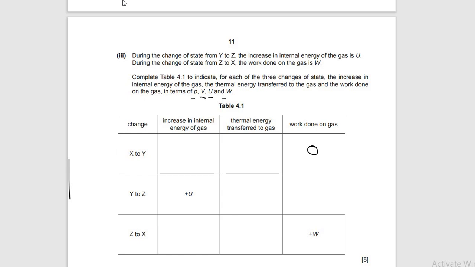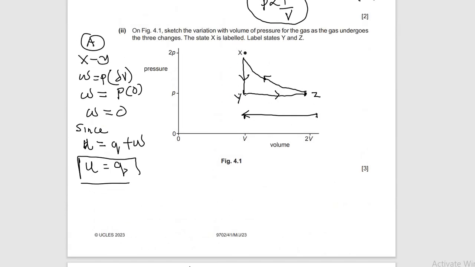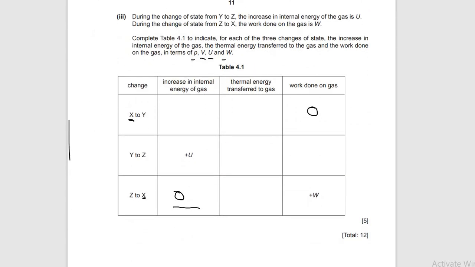Now, Z to X, this point is very important. It's the key to this question. Under increase in internal energy, Z to X means it's just like X back to what? X. So this Z to X, the increase in internal energy is supposed to be 0. It's a loop from X to X. It's just like going through X, Y, Z back to X. So from Z to X, the increase in internal energy will be 0.